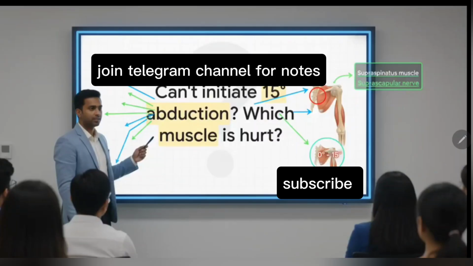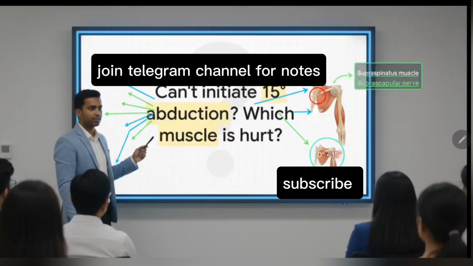Okay, let me leave you with a quick clinical challenge to test what we've just learned. If a patient comes into your clinic and absolutely cannot initiate the very first 15 degrees of shoulder abduction, which specific rotator cuff muscle, and by extension its nerve, are likely compromised? Think back to our abduction phases. Yep, you nailed it. It's the supraspinatus muscle supplied by the suprascapular nerve.